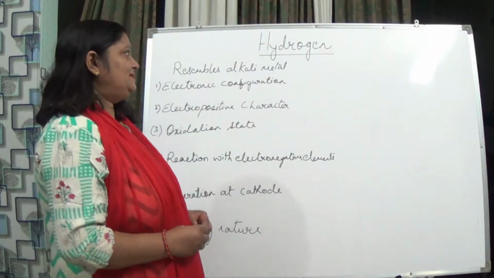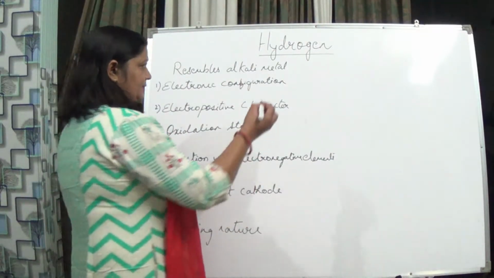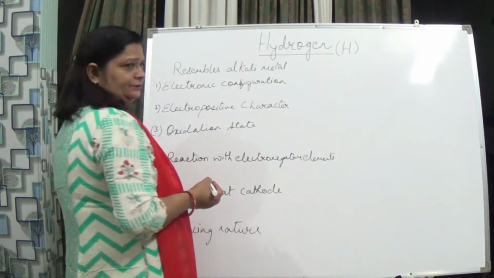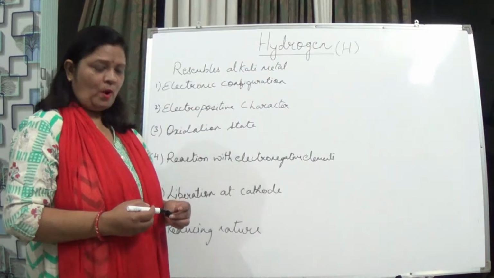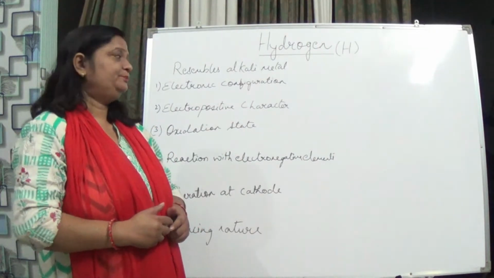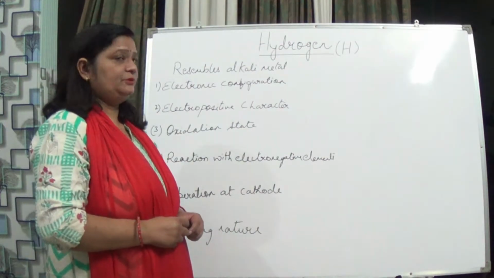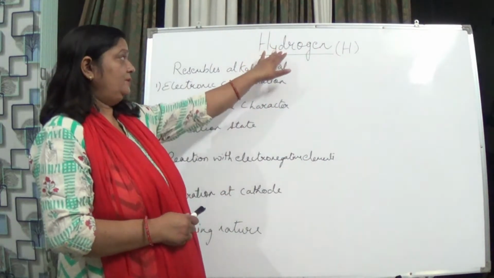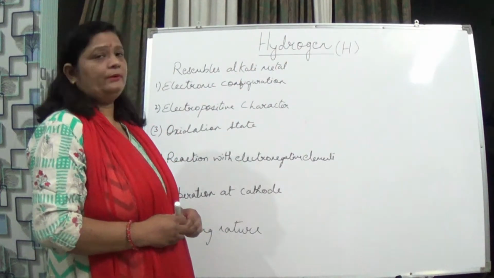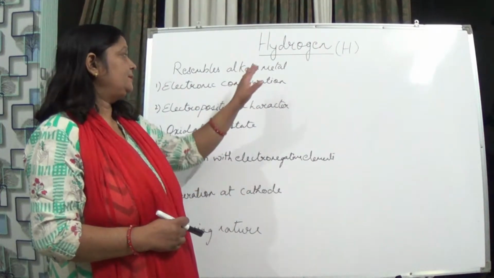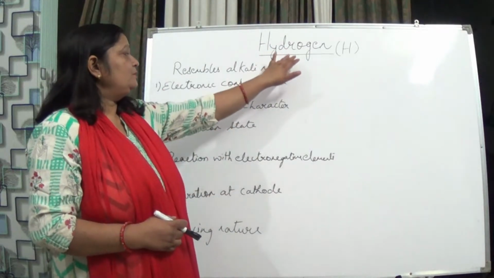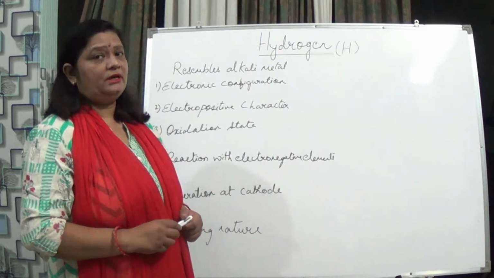When I say hydrogen, its symbol is H, isn't it? Consisting of how many electrons? One, isn't it? One electron, one proton. It has got isotopes also, and accordingly it will consist of neutrons. This hydrogen is the third most abundant element on earth, and we are trying to use this hydrogen as our future energy.